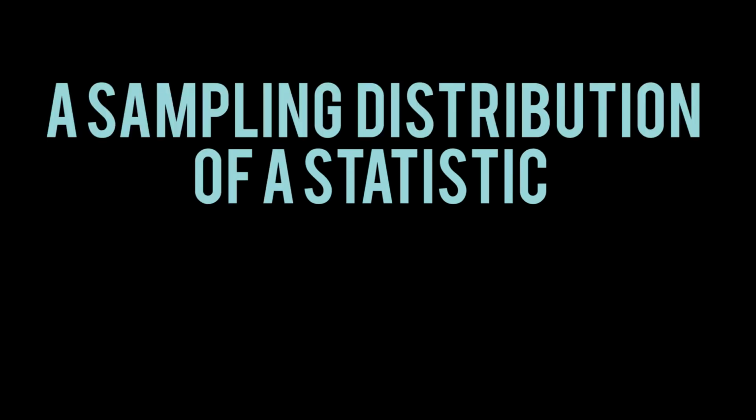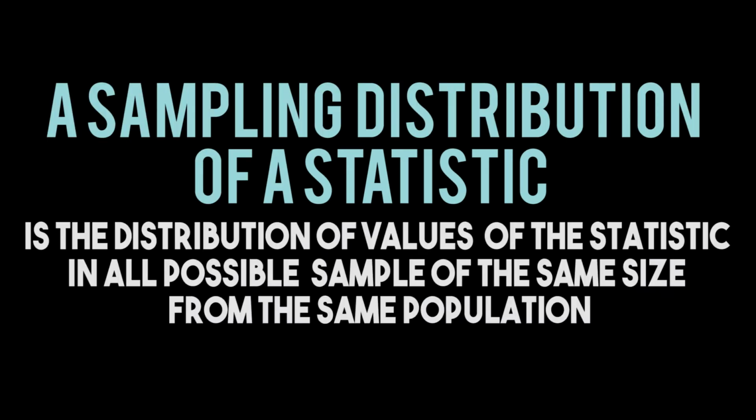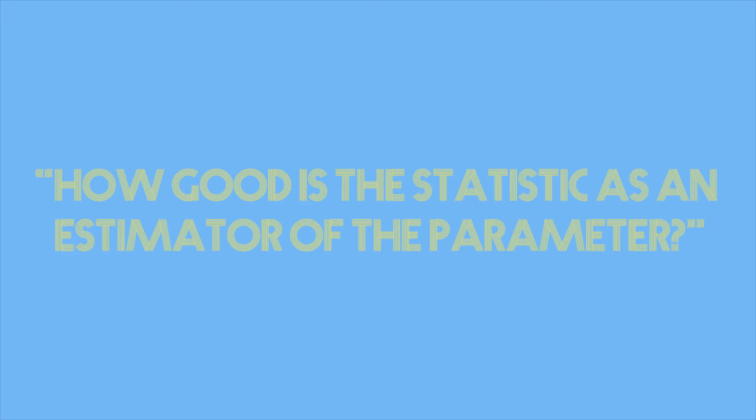A sampling distribution of a statistic is the distribution of values of the statistic in all possible samples of the same size from the same population. These usually take the form of simulations that we can then extract data from to answer questions like, how good is this statistic as an estimator of the parameter?